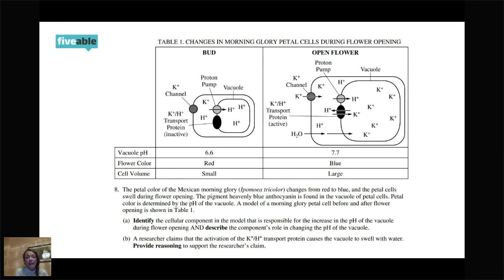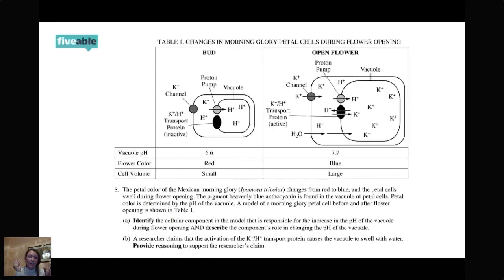And we have a red flower that has a small cell volume. Then on the right-hand side, we have an open flower. And now I'm noticing that this vacuole has a pH of 7.7. So it's a little bit more neutral, towards the basic side, actually. And I'll notice that now we actually have a lot of potassium ions instead of hydrogens inside of the vacuole, which makes sense of why it's not as acidic. And our flower is blue and the cell volume is large.